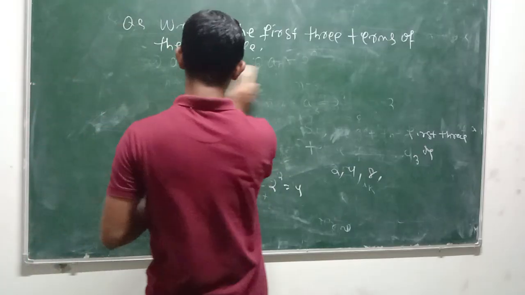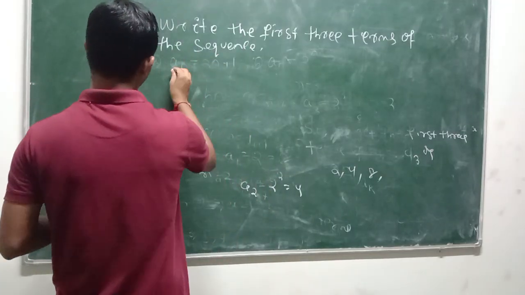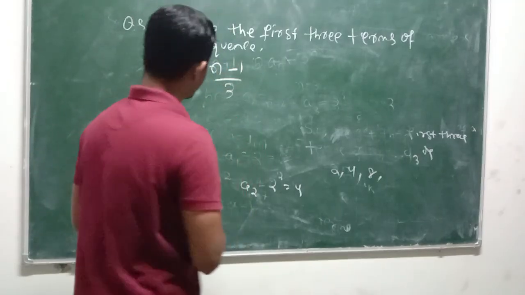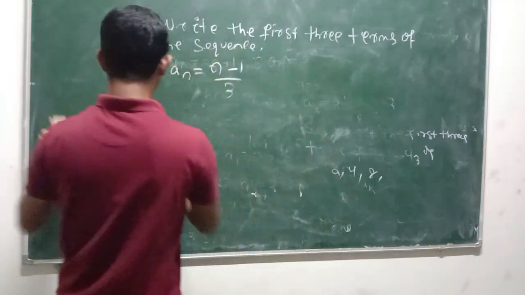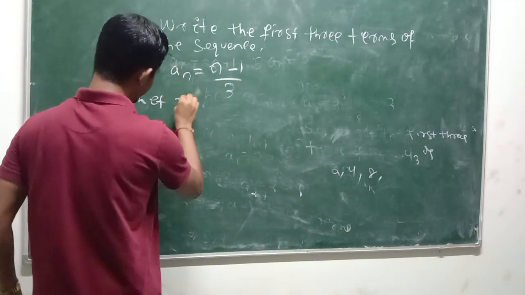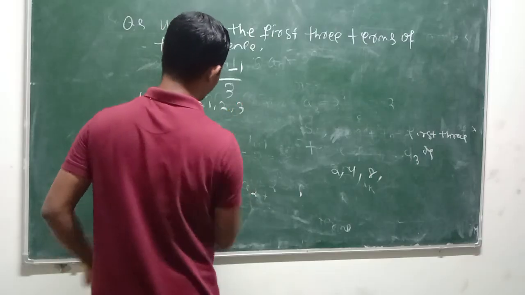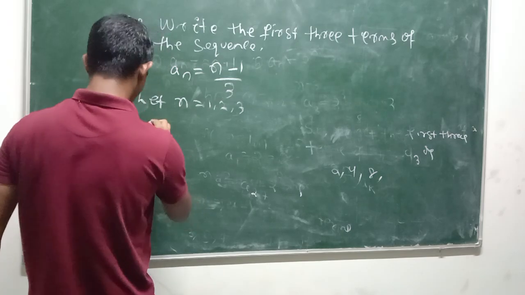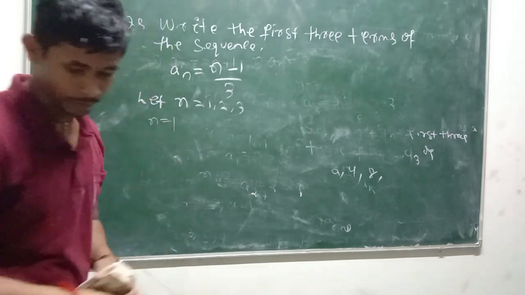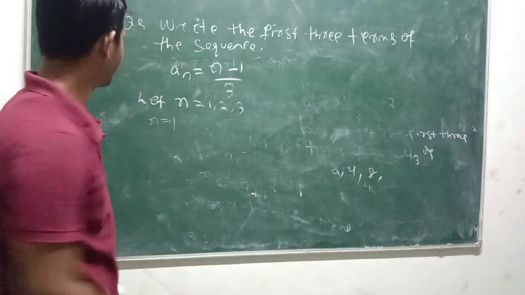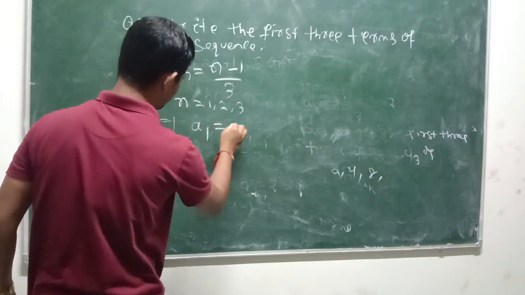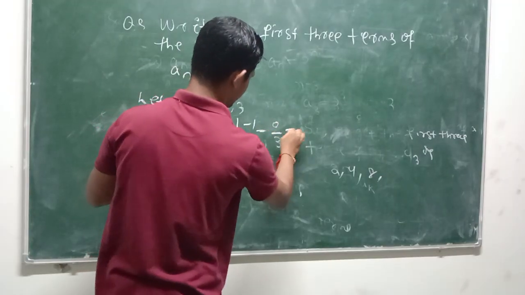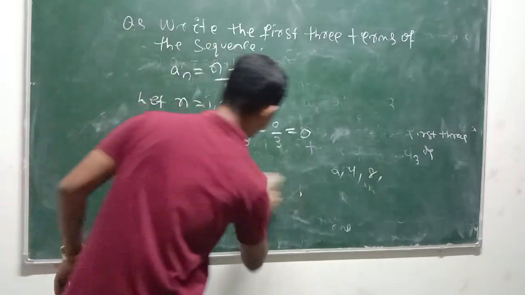Here aₙ is given: aₙ is equal to (n − 1)/3. So let n be 1, 2, 3, that means the first 3 terms. So n is 1. We write here n = 1. Then a₁ is equal to (1 − 1)/3, equal to 0/3, equal to 0.